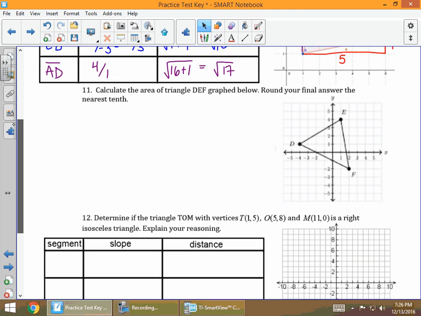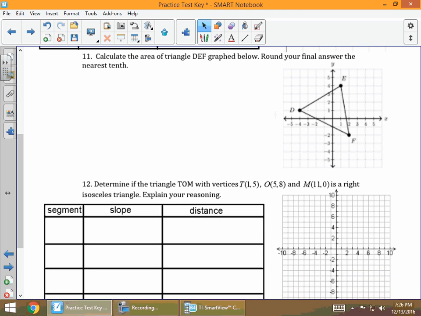All right, on to question number 11. Calculate the area of the triangle. So the area of the triangle, we talked about this one, about wrapping the triangle in a rectangle, some sort of a rectangle. So let me grab a highlighter here.